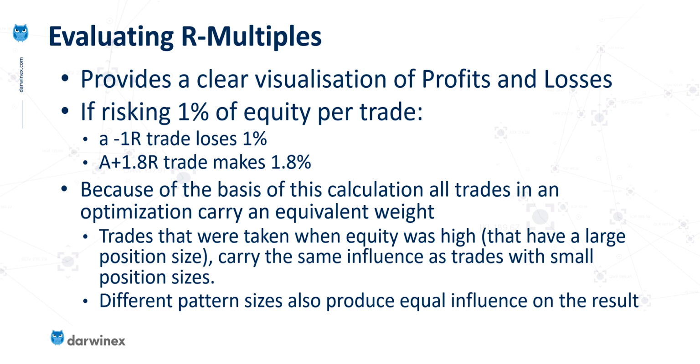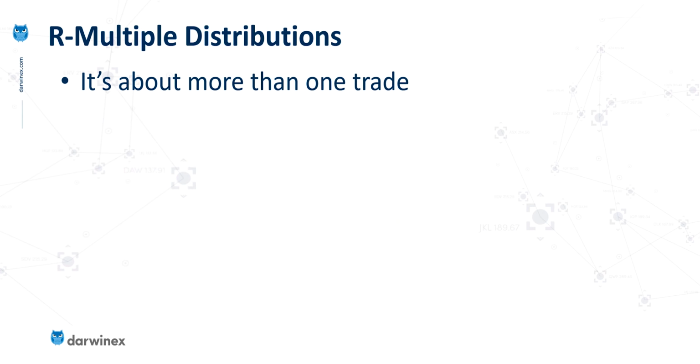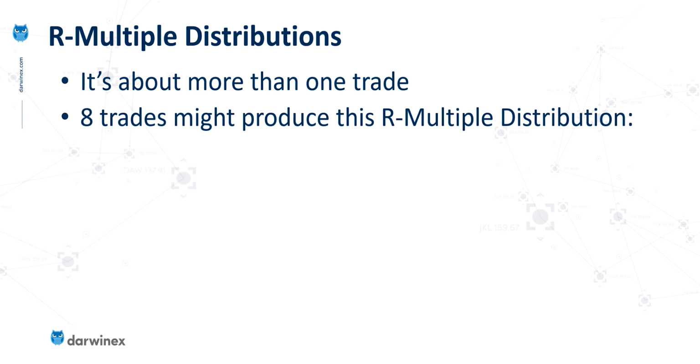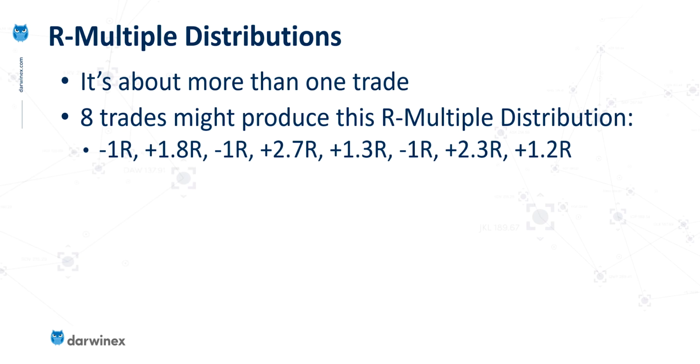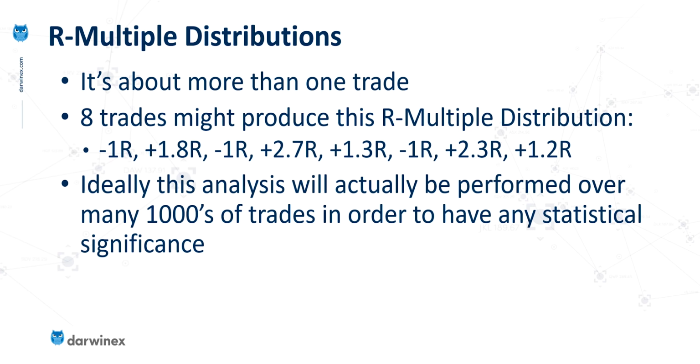But of course, up until now, we've only considered single trades. To get a better idea, we need to put together what's called an R-multiple distribution. And so, as a quick example, let's say we have 8 trades. This is what the R values from each of those 8 trades might be. Now, in reality, of course, 8 trades is hardly any trades at all. And so in order to make your analysis statistically significant, really you need to be aiming for thousands of trades and calculating your R-multiple distribution across those sorts of numbers.